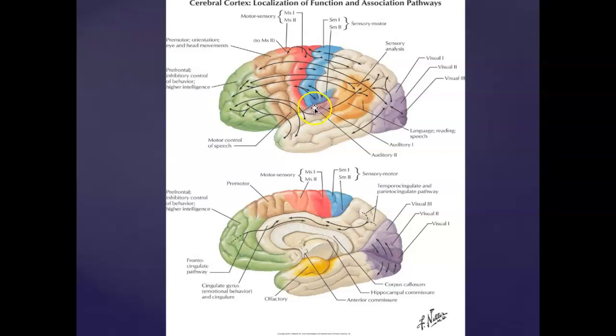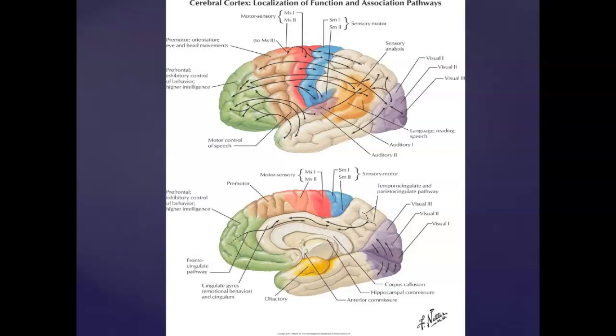The lateral sulcus is what separates the temporal lobe from the frontal and the parietal lobes right here, lateral sulcus. The longitudinal sulcus, I don't have a good shot of that, but this is a section going through the longitudinal sulcus, kind of a mid-sagittal sulcus between the two hemispheres.